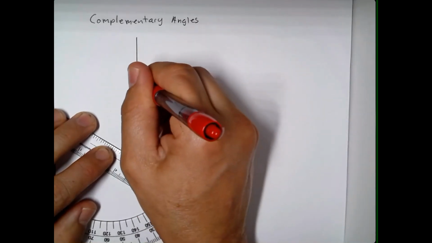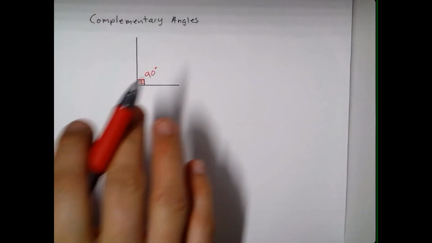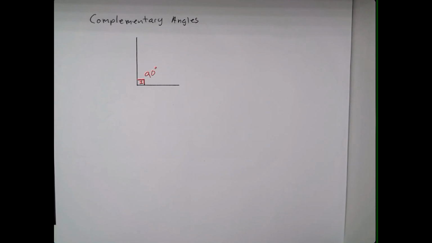And we'll call this angle 1. So if you see a box like this, just know that's telling you it's a 90-degree angle. And this is going to be important for us to understand what a complementary angle is, because a complementary angle is just two angles whose measures add up to 90 degrees.